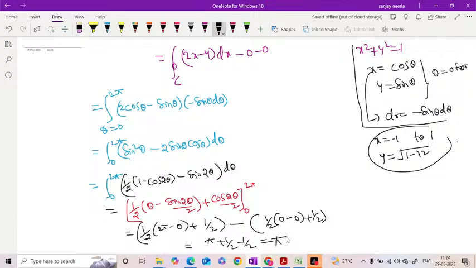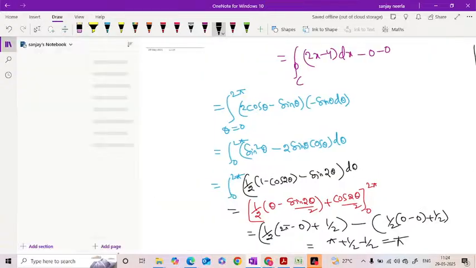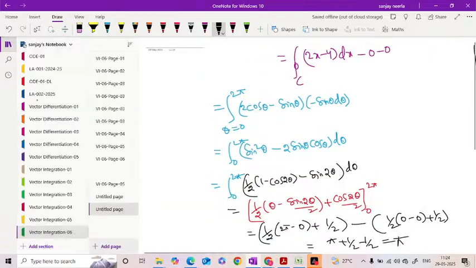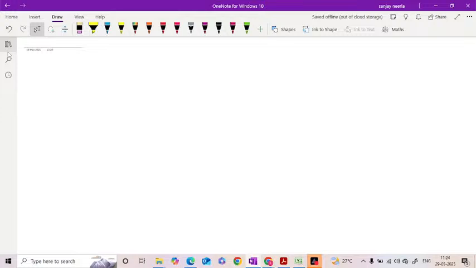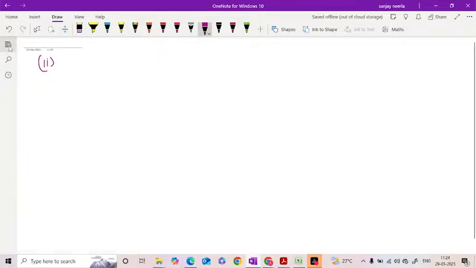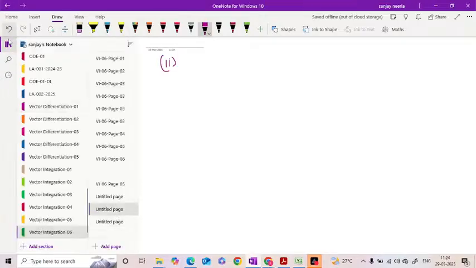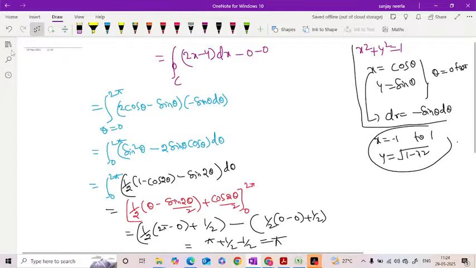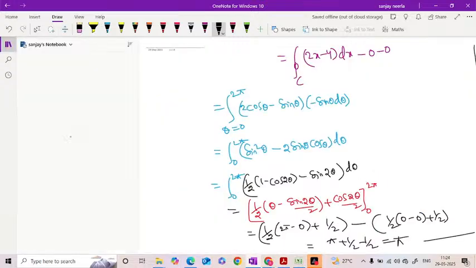Now we will solve the same problem by using Green's theorem also. So Green's theorem. Anyway, we know the result is pi. So next one, second approach, by using Green's theorem.